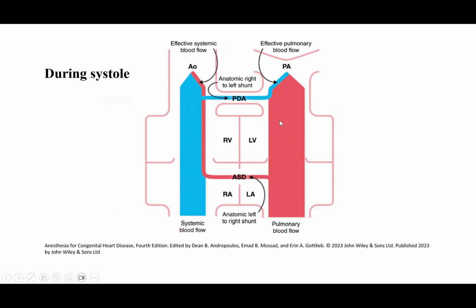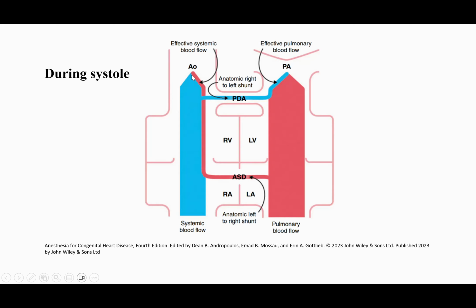This shows the difference between the total blood flow in the aorta and the pulmonary, and the effective blood flow. So all this blood is not effective. It's only effective in giving an intravascular volume, a cardiac output, but it is not effective as a transport medium.